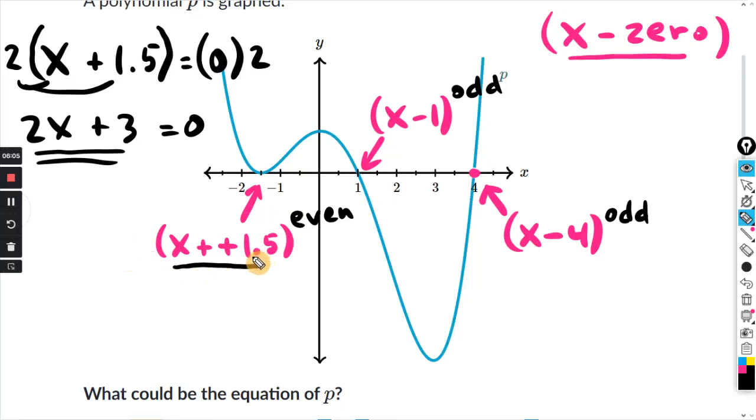If you have a fraction or decimal, just get rid of it by multiplying both sides by that denominator. Or if it's 0.5, just do times 2 on both sides. So I'm going to replace this right here with 2x plus 3. That's the new binomial, and the exponent is still going to be even.